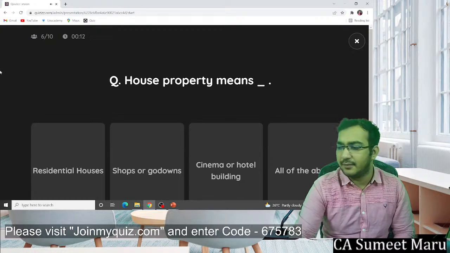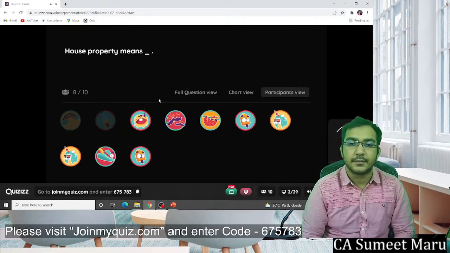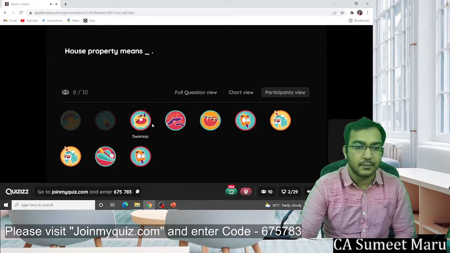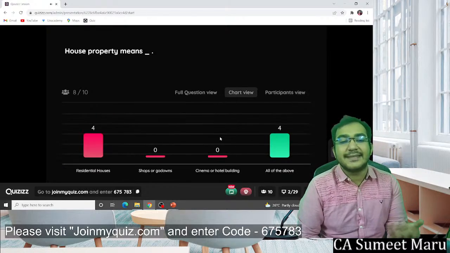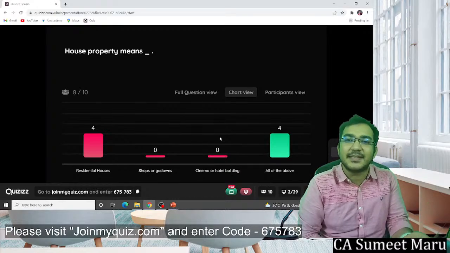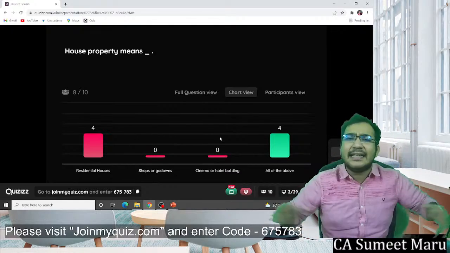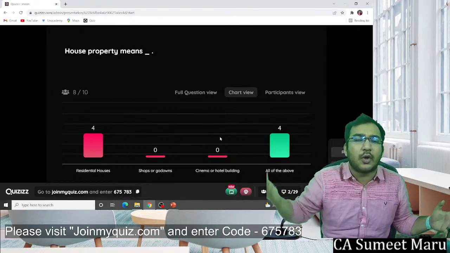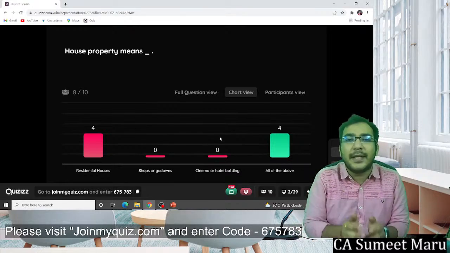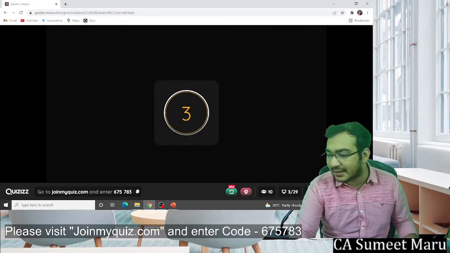Come on, quickly answer everyone. So the answer is all of the above. Guys, it is such a basic question, how can you make a mistake in this? Right now we have learned there should be land and building thereafter. Anything it may be. House doesn't mean only a home should be there. There can be an office, a shop, a godown, anything. So please be focused. Next question. Don't make such mistakes at this time.